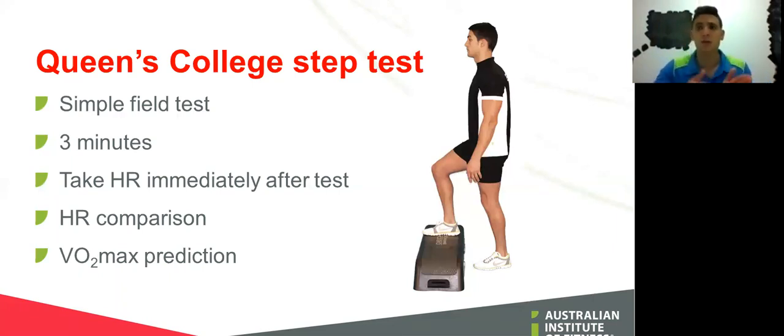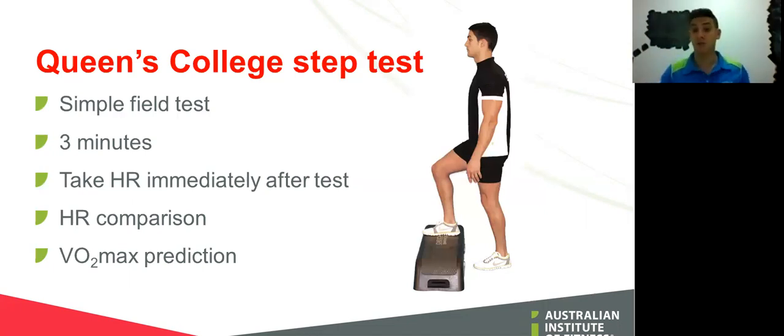Okay, so that keeps them at the same pace for the whole test, and they're averaging that good 24 steps a minute, which is what they should be doing for this Queen's College step test. And they're not going to have crazy bad results or crazy low results in terms of comparing to the norms.